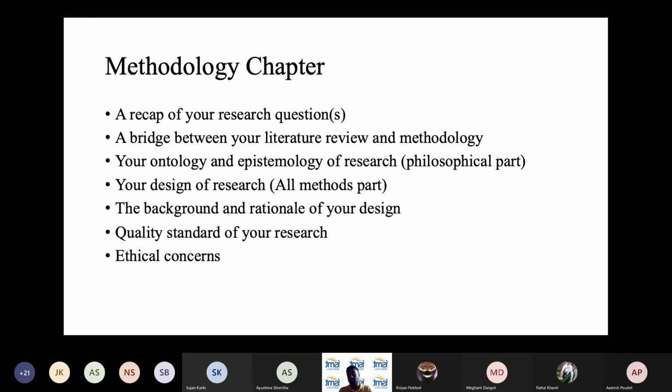You can write from other perspectives also. There are other ways to write the research methodology chapter, and we'll discuss that part. But if you follow one of those standards, it will be easy for you. Whatever you do, you can follow one of those strategies in writing the research method.